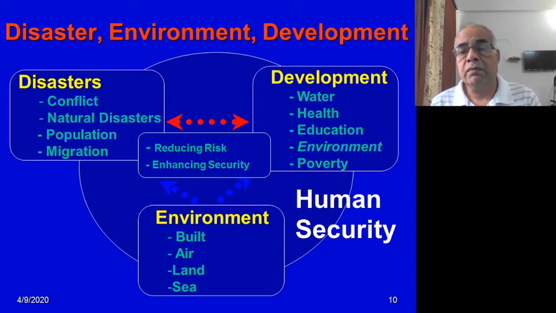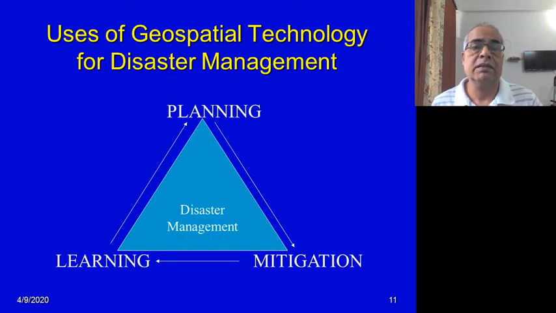Because development which is not in tune with the environment or sustainability is going to lead to disaster. So there has to be a semblance, an equilibrium. The development has to be in tune with the environment. Then only can we think about minimizing the disasters.